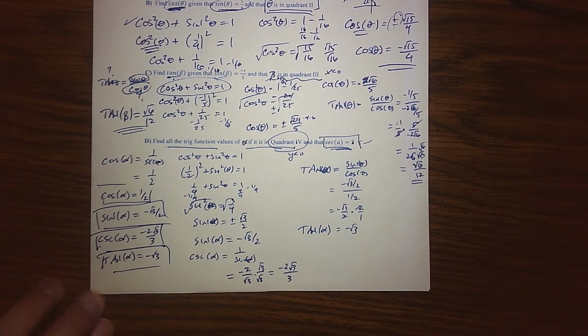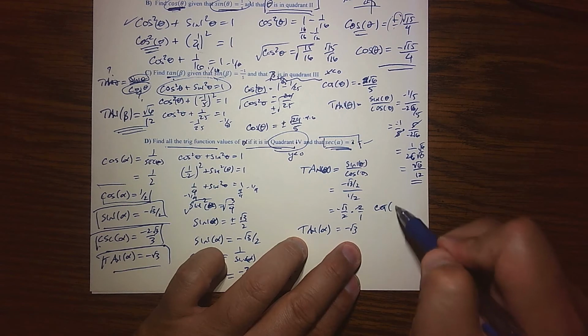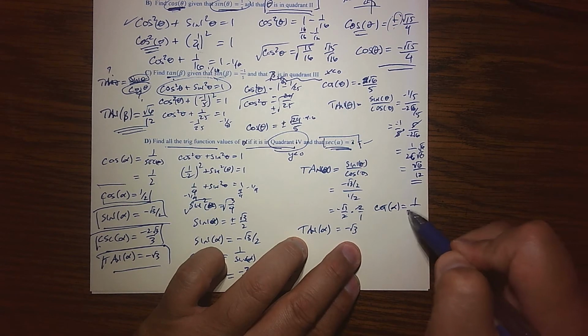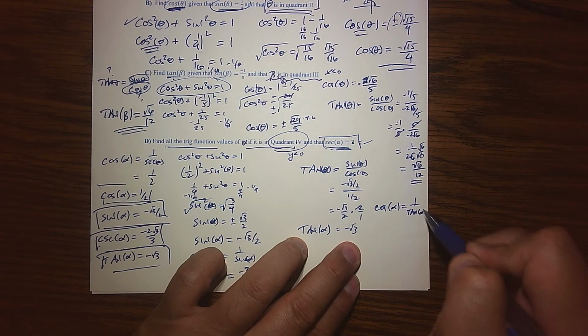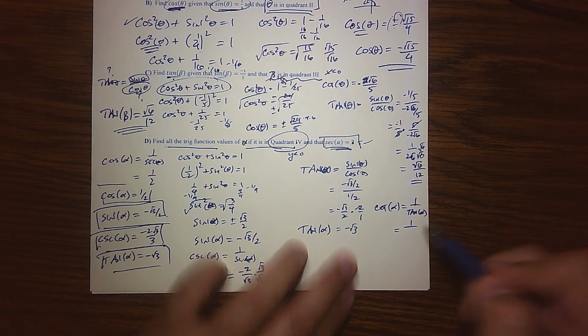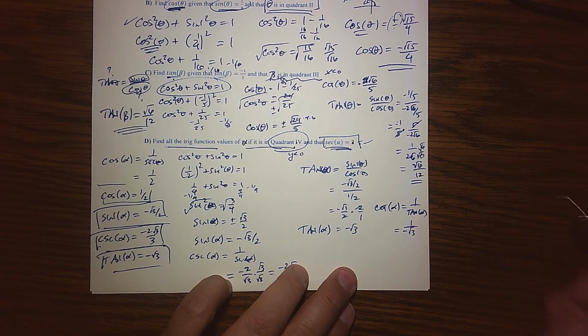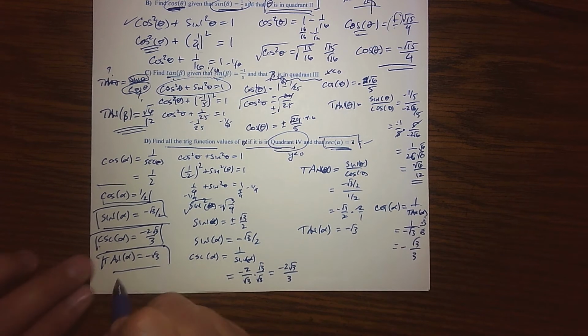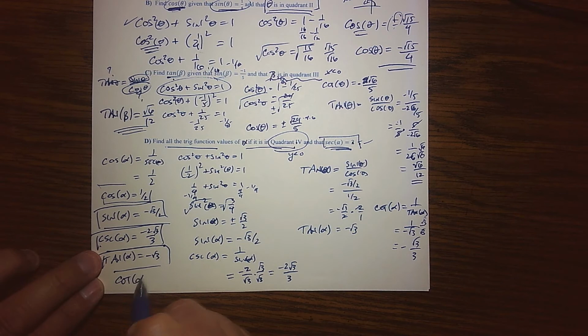So there you have it. So one more left, right? What's missing is cotangent. Well, what do we know about cotangent? It's the reciprocal of the tangent. So this becomes 1 over negative square root of 3. Rationalizing my denominator, we get negative square root of 3 over 3. So the cotangent of alpha is negative square root of 3 over 3. And there you have it.